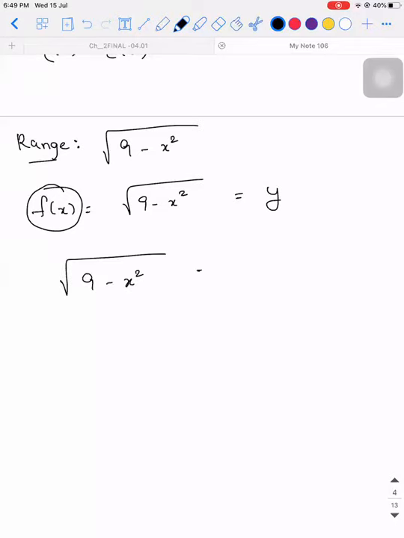So root of 9 minus x square is nothing but y. Now see, what is the value of x that belongs to? X belongs to minus 3 to 3. So minus 3 and 3 are the extreme values, right? If I substitute minus 3 in this equation, what do I get? If I substitute the left extreme value in the place, what do I get?